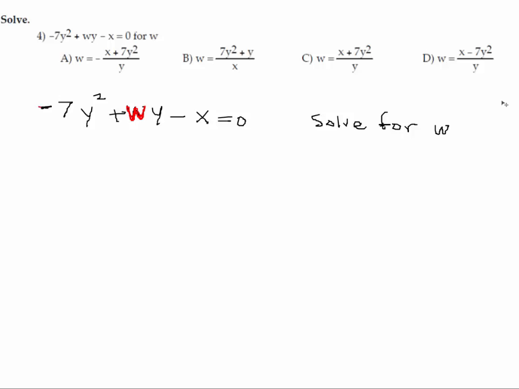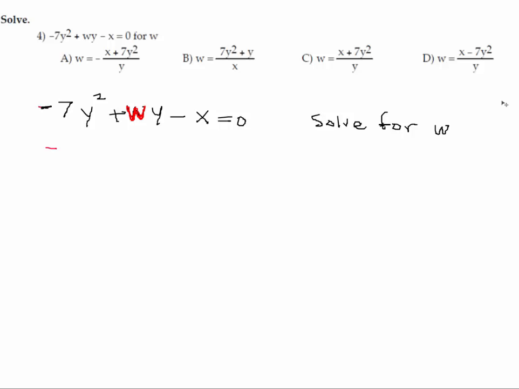Can somebody tell me what would be a first step here? Anyone? What would be a first step of solving this for w? Grab the mic and tell me. Do you have to solve for the exponents first? No, you want to solve for w, so you want to isolate w. You want to have w all by itself. Can somebody give me an idea how to do that? You can add 7y and add x.